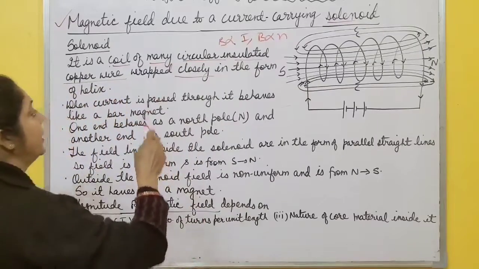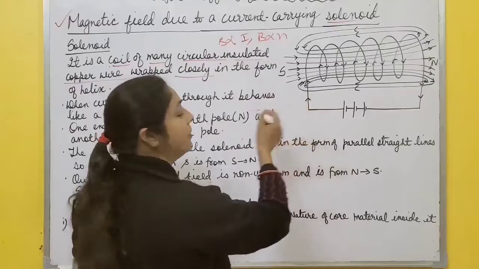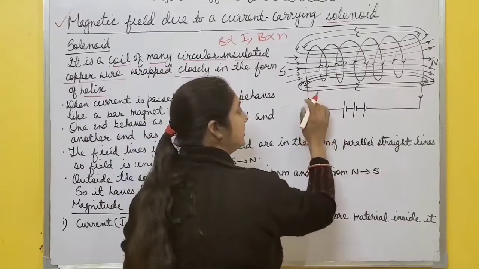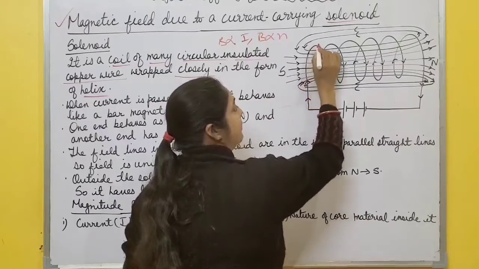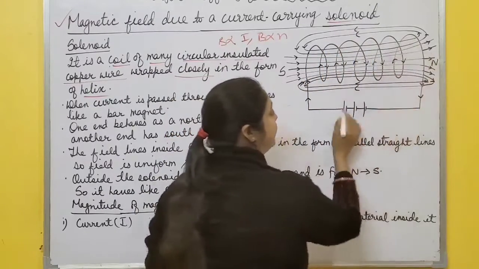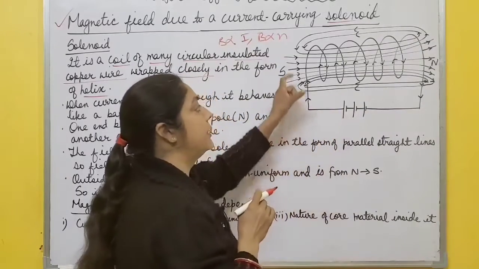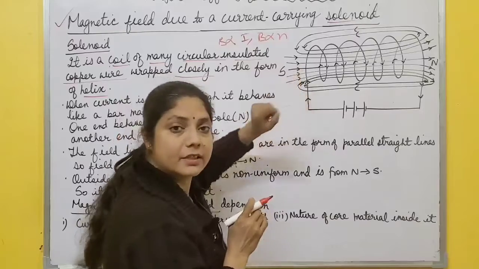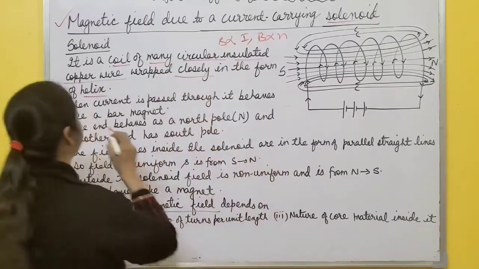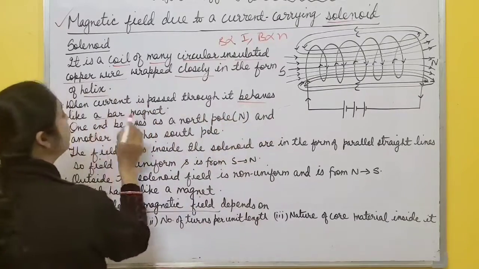So this is a solenoid. It is a coil of many circular insulated copper wire wrapped closely in the form of a helix. This is helical shape. Suppose this is insulated copper wire and you wrap it like this. This is a solenoid. And if current is flowing through this solenoid, what happens? Magnetic field is created inside the solenoid. It means it behaves like a bar magnet. When current is passed through, it behaves like a bar magnet.